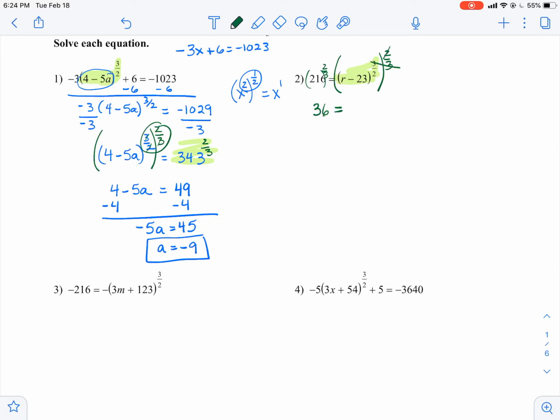And again, these I kind of like to do that way because they're going to cancel. And I've got r minus 23. We're now going to solve it, add 23 to both sides. Okay, and my final answer would be 59. Okay, and done.